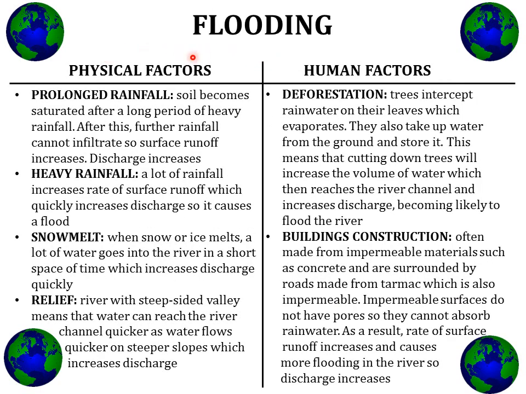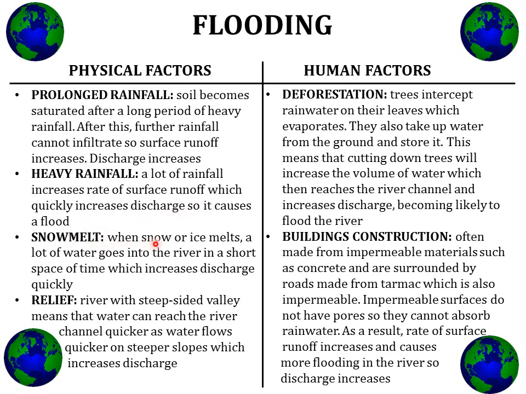Now, flooding. There are physical and human factors to flooding. Prolonged rain, a physical factor, is when soil becomes saturated after a long period of heavy rainfall. After this, further rainfall cannot infiltrate, so surface runoff increases. Discharge increases. Another factor is heavy rainfall. A lot of rainfall increases the rate of surface runoff, which quickly increases discharge, so it causes a flood.